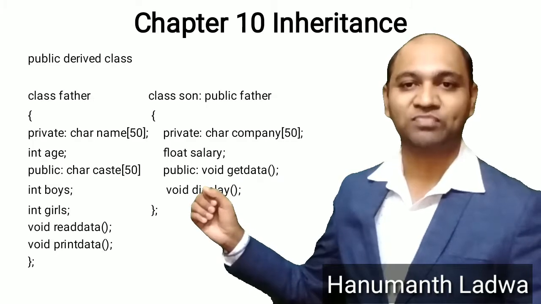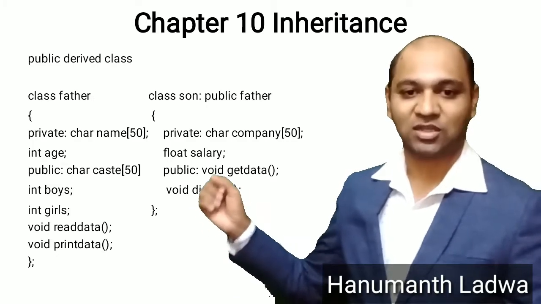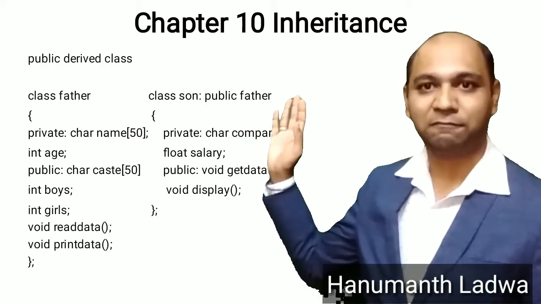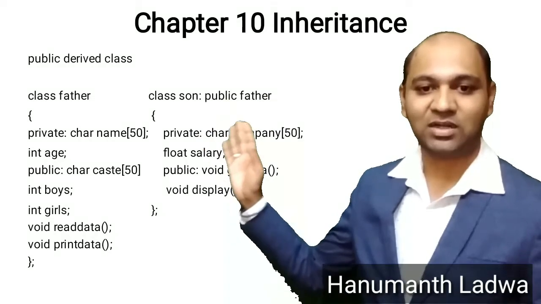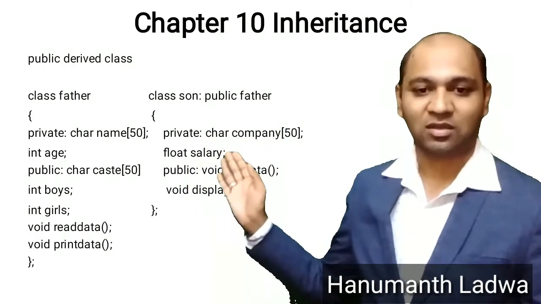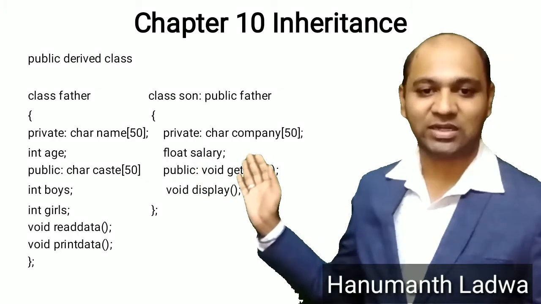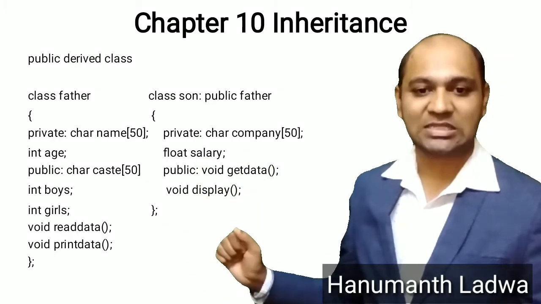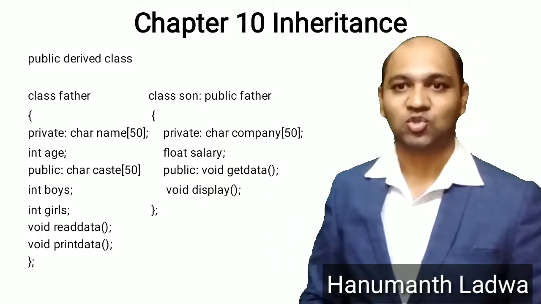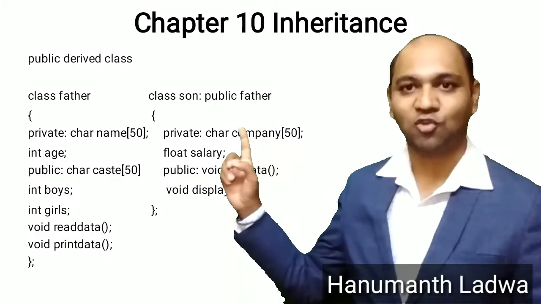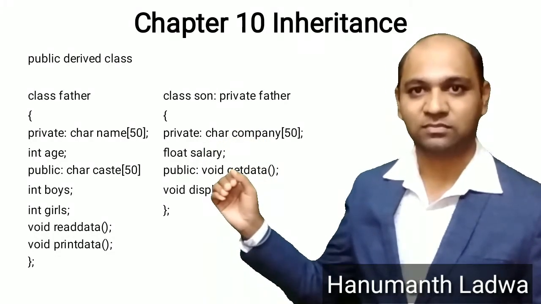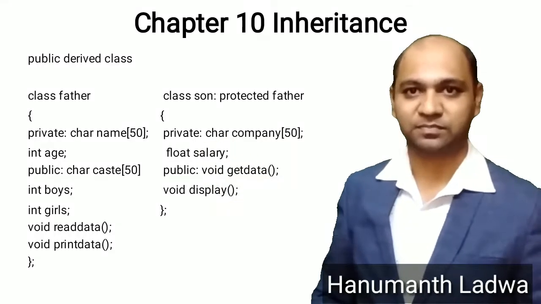Next we are going to write the derived class. Here we write class son, colon, public, father, curly open brace, private char company and float salary, public void get data, void display. Then curly closing brace and put a semicolon. So here the class son is the derived class. Here you can see the changes in the visibility mode. The first one is public, the next one is private and the next one is protected.